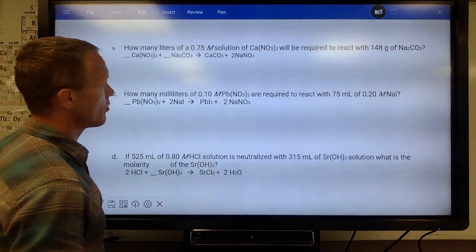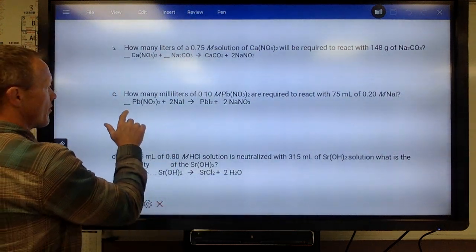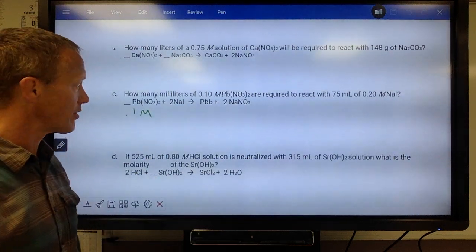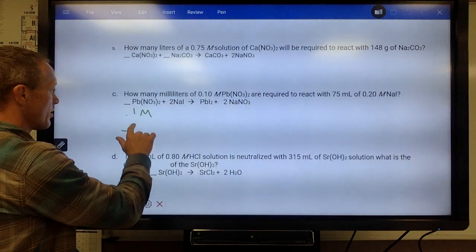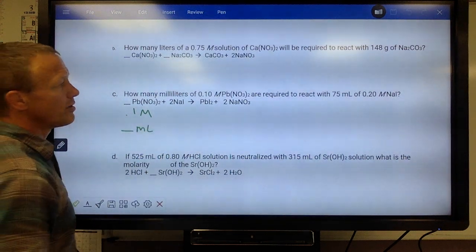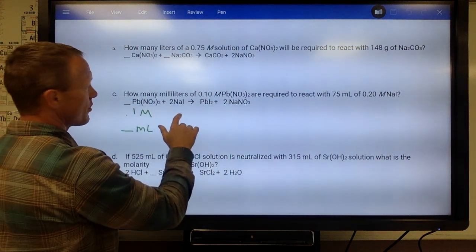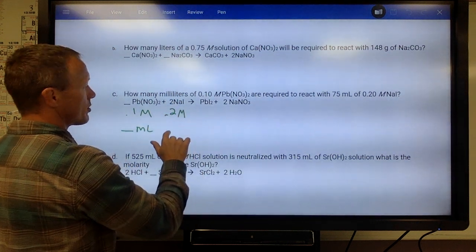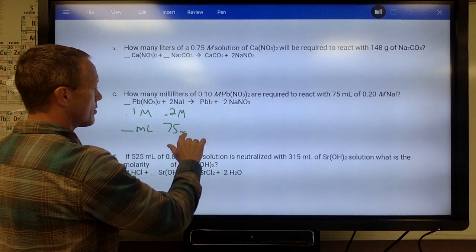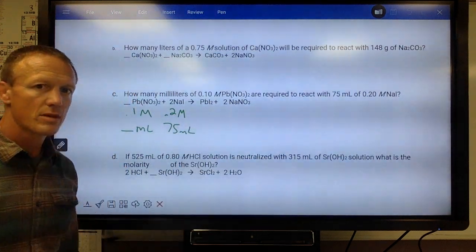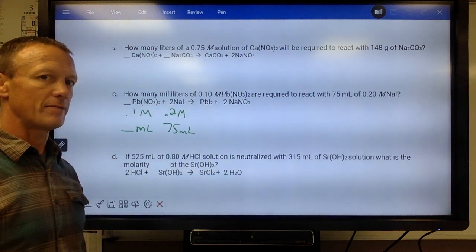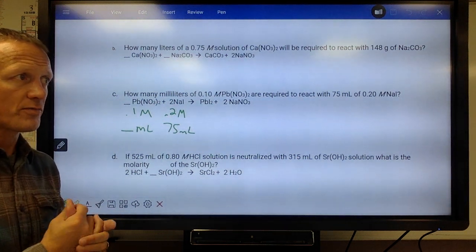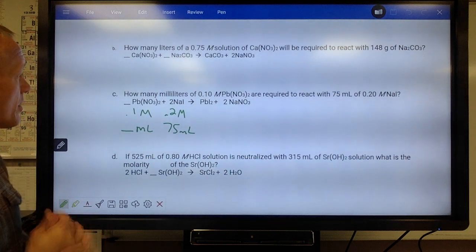This one, how many milliliters of 0.1 molar PbNO3? So we have 0.1 molar, that's 0.1 mole of PbNO3 per liter of solution. Wants to know how many milliliters of that we would need to react with 75 milliliters of 0.2 molar NaI. I'll tell you, you probably need to be able to do this question in your head at some point in time. Okay, we start doing some stuff multiple choice wise for AP tests. Probably need to be able to do that.